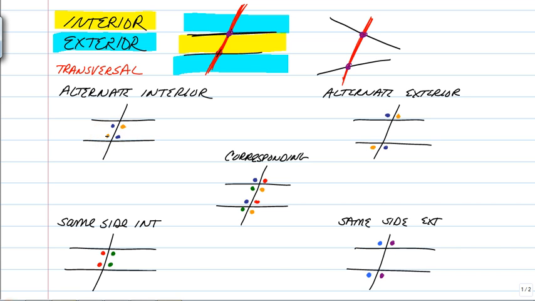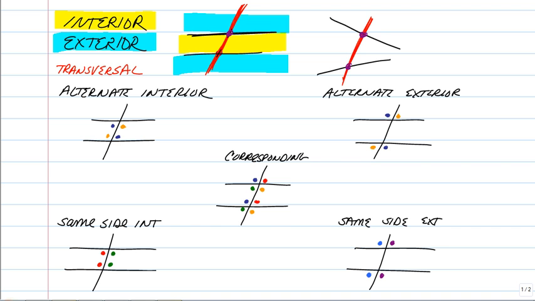The other kind of interior is same side interior. And when we say same side, we mean the same side of the transversal. So as you can see, we have two red dots on the left. Those are same side interior angles. And we have two green dots on the right. Those would also be examples of same side interior angles because they are on the same side of the transversal.